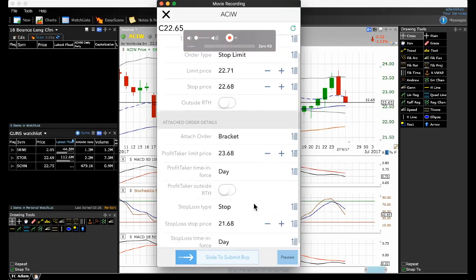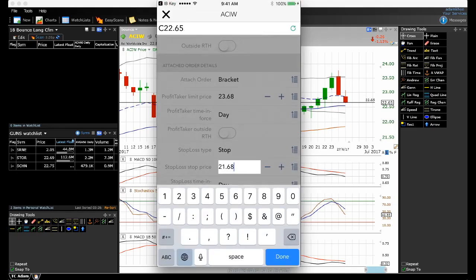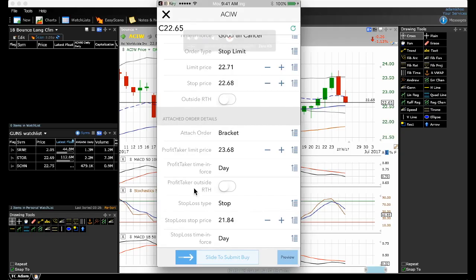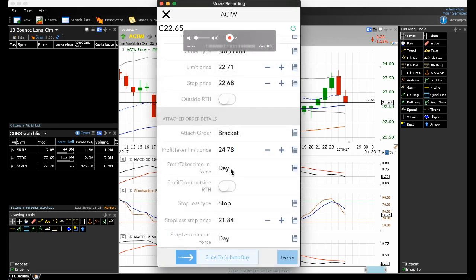So move it up. Okay. So my profit, switch that off. Okay, so my stop loss would be 21.84. And my target price, which is your profit taker target price, would be 24.78. There we go. And again, you have to ensure that it is a good till cancel order and change it to good till cancel.